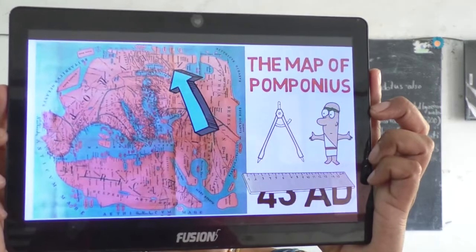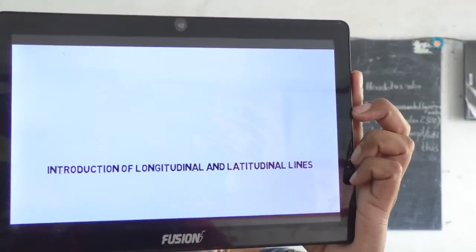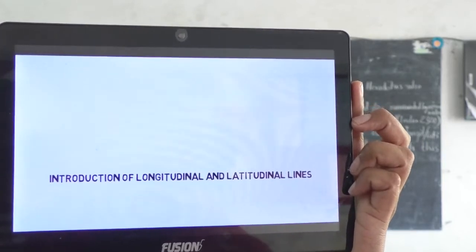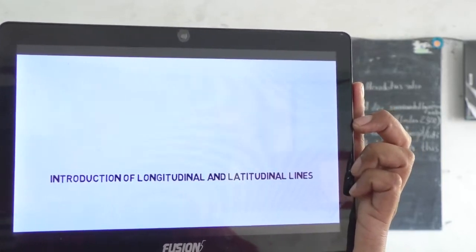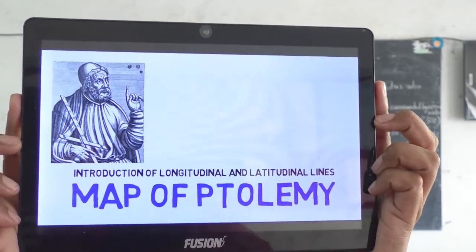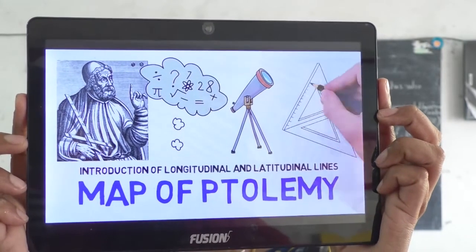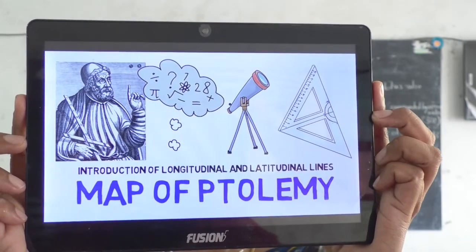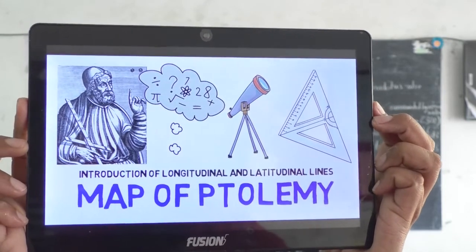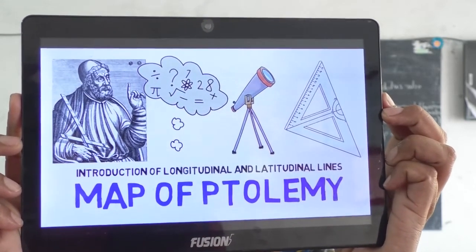Now, the issue of distortion was somewhat resolved with the introduction of longitudinal and latitudinal lines in maps. And Ptolemy, a Greco-Roman mathematician, astronomer, and geographer, was the first to introduce these lines. Pretty much he was the first one that used math and geometry to develop a manual for how to map the planet using a rectangle and intersecting lines.